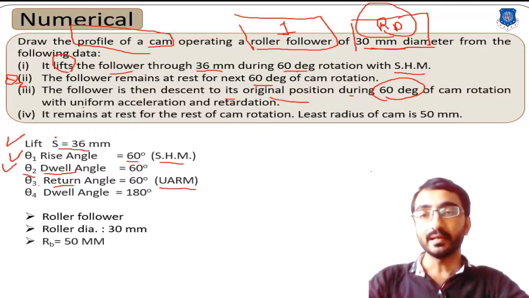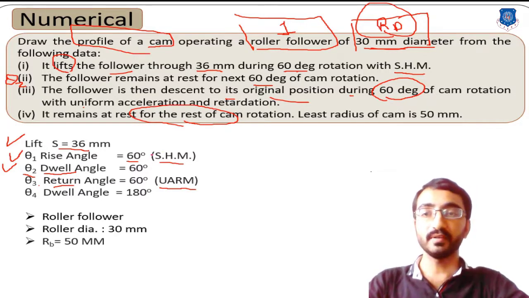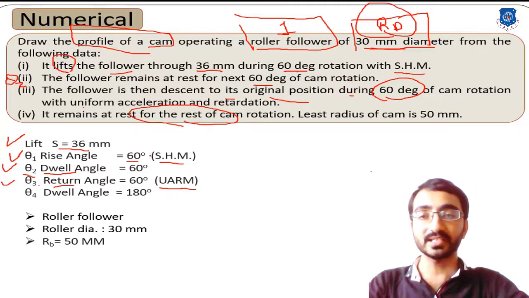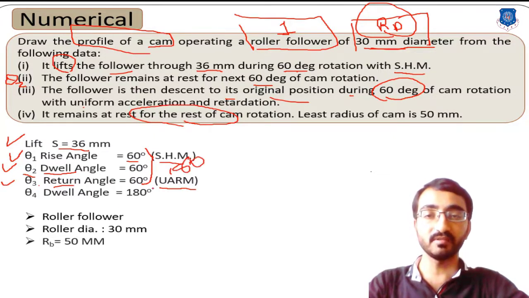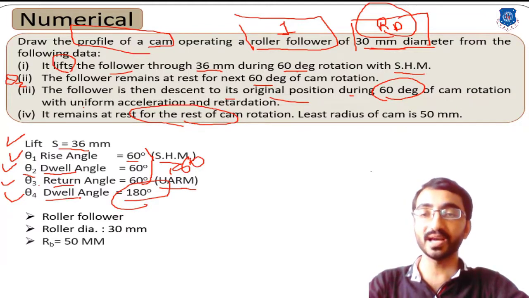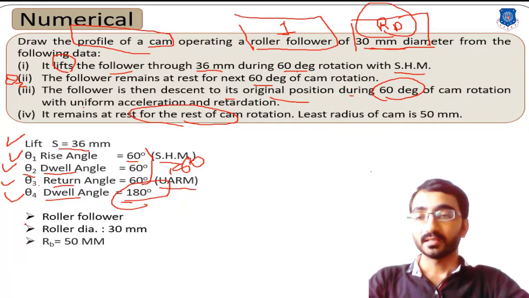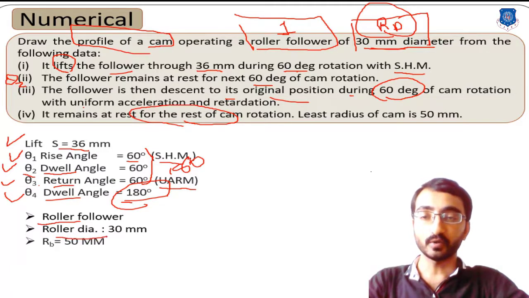Then next, it remains at rest for the rest of the cam rotation. This rest period means the remaining angle. If you consider the total angle given in theta 1, 2, 3, that is 60, 60, 60, total 180 degrees, so the rest of the period will be 180. So over here we can simply calculate that theta 4, which is a dwell period, is for the remaining 180 degrees.